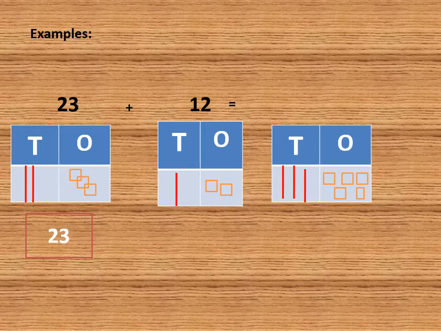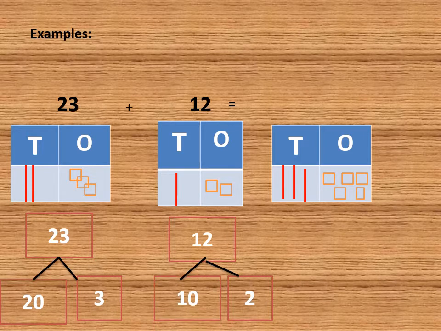Let's decompose each number in tens and ones. 23 equals, excellent, 2 in tens equals 20 and 3 ones equals 3. And 12 means 2 in ones equals 2 and 1 in tens equals 10.